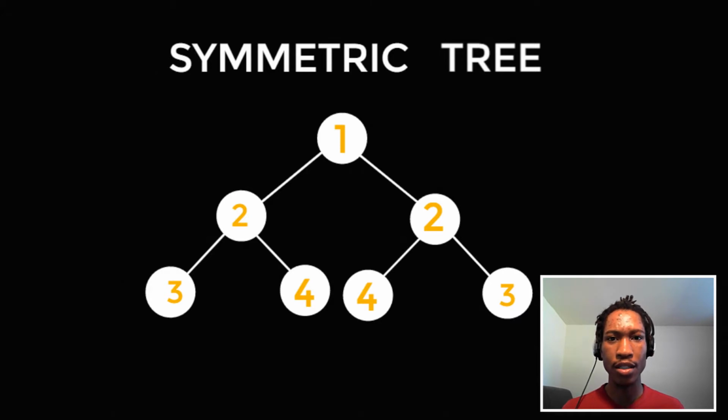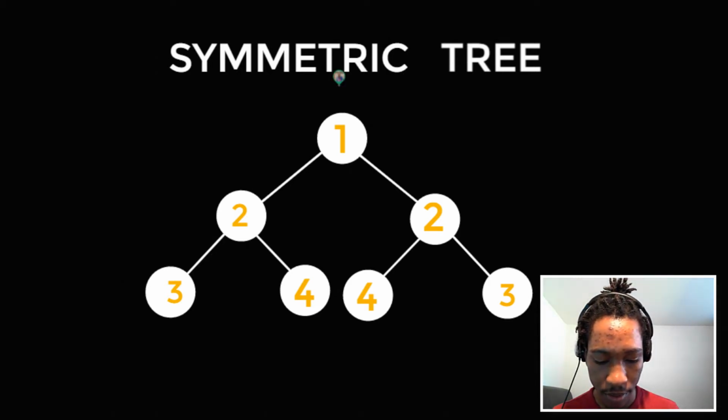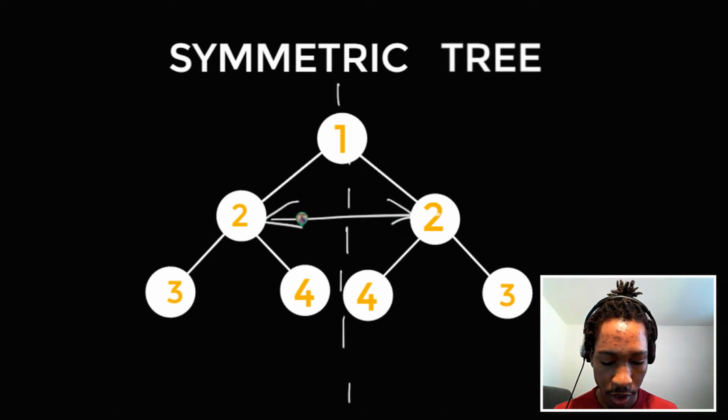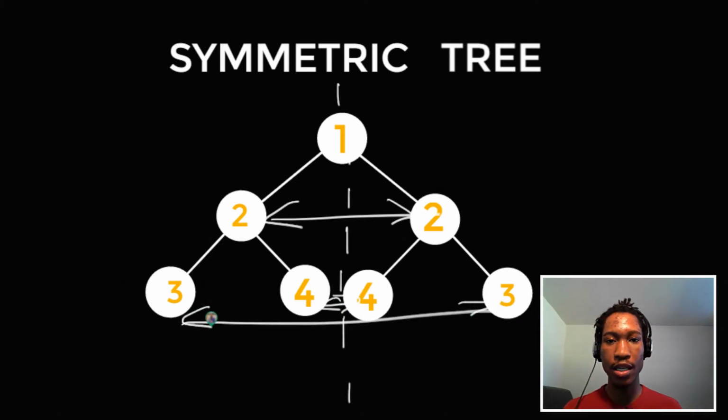So what exactly does a symmetric tree mean? If you take a look at the tree we have in front of us, we have nodes 1, 2, 2, 3, 4, and 4, 3. And then if you carefully put a line in the center here, you'd see that the nodes mirror themselves. So you see that 2 mirrors 2, and then 4 mirrors 4, and then 3 mirrors 3. So that's exactly what a symmetric tree is. If you put a line in the center and then you overlap them, the nodes are exactly the same.